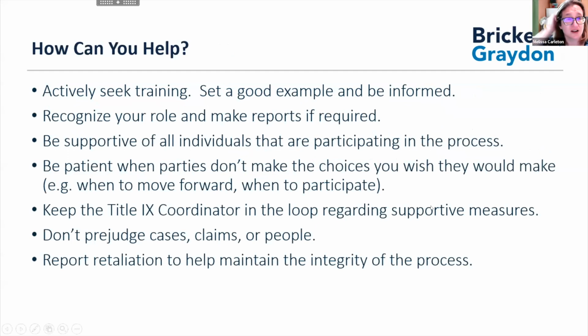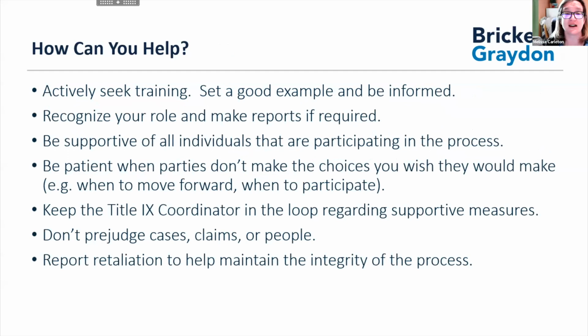So how can you help on your campus? Number one, you're doing it right now. Actively seek training, set a good example, be informed about what the process is so that you can help connect people to resources and make sure that they can find their way.